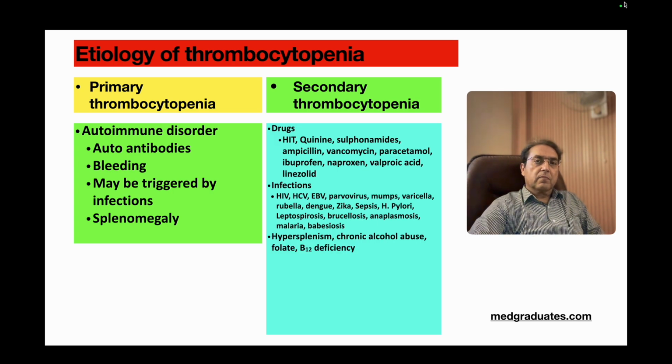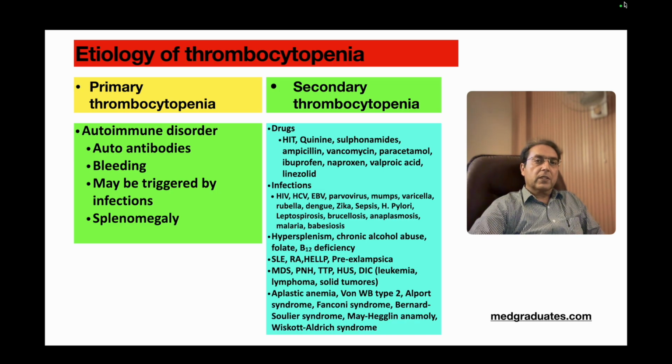Then hypersplenism, chronic alcohol abuse, deficiency of B12 and folic acid can produce thrombocytopenia. Patients who've got SLE, rheumatoid arthritis, HELLP syndrome in pregnancy, and preeclampsia, you can have thrombocytopenia. And malignancies like myelodysplastic syndrome, and conditions like PNH, TTP, HUS, DIC, particularly in patients who've got leukemia, lymphoma, and solid tumors. DIC can also be initiated by infection resulting in thrombocytopenia.